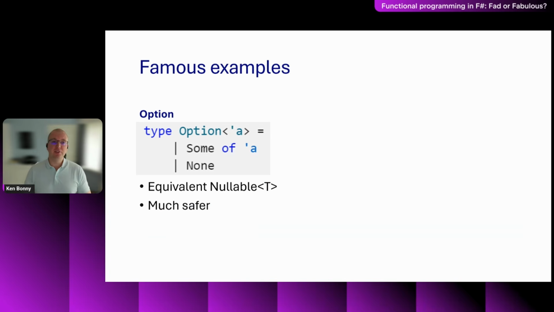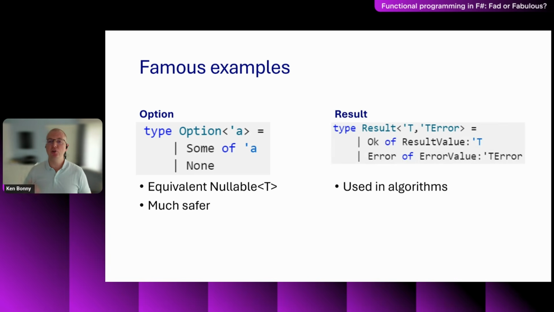There are a few famous examples within the F# language. And the first one is the option discriminated union. This is basically the equivalent of nullable, but it is much safer, because with a nullable, you could try to access the value inside of it. But with an option, you have to pattern match. You have to explicitly say, when I have a value, this is what I want to do. And when I don't have a value, this is the other thing I want to do.